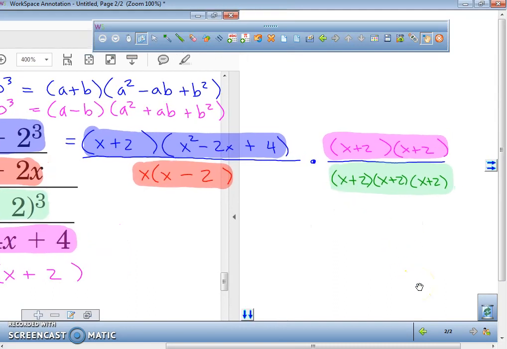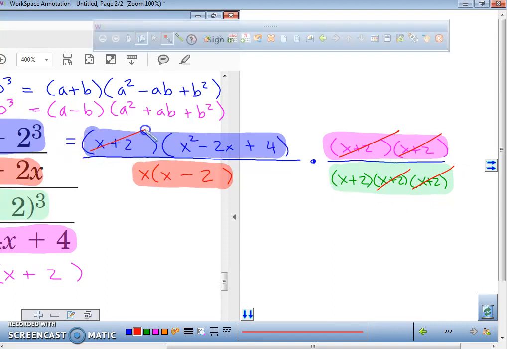So now we need to search for things that we can cancel out. So I'm going to change everything to red and make this paper bleed. I've got an x plus 2 and an x plus 2. Got an x plus 2 and an x plus 2. Ooh, x plus 2, x plus 2. That's it. I can't cancel anything else. So my final answer to this problem in the numerator is x squared minus 2x plus 4.